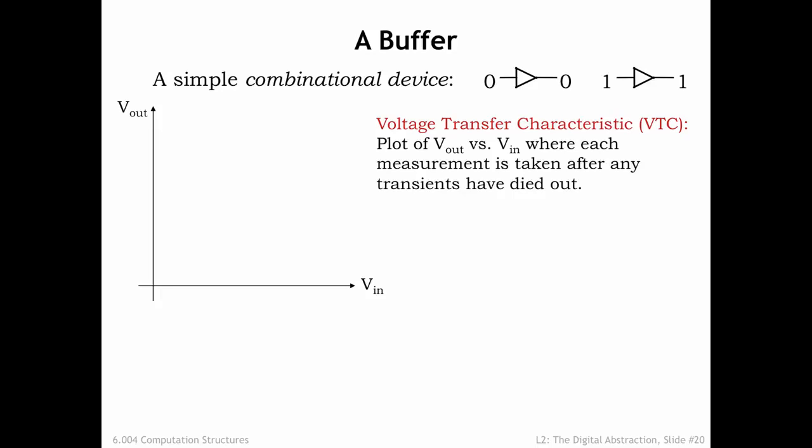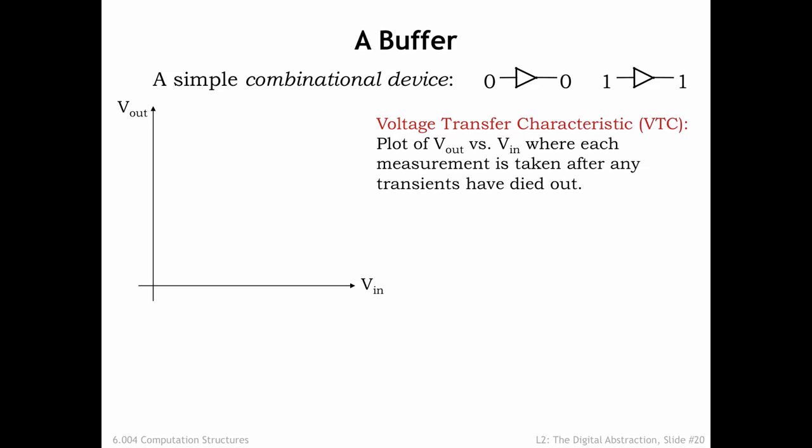Let's make some measurements using one of the simplest combinational devices, a buffer. A buffer has a single input and a single output, where the output will be driven with the same digital value as the input after some small propagation delay. This buffer obeys the static discipline, that's what it means to be combinational, and uses our revised signaling specification that includes both low and high noise margins.